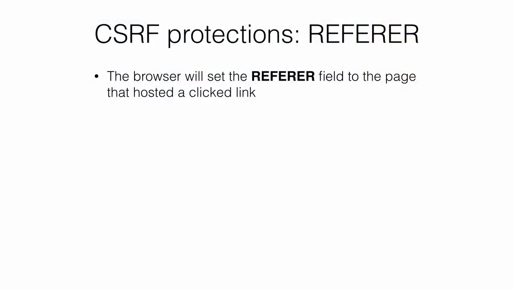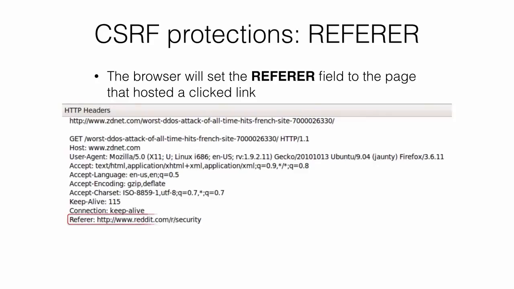So how can we protect against CSRF attacks? One way to do it is to pay attention to the referrer field that's set by the browser when it sends an HTTP request to the server. Recall the request that we saw in the example earlier in this unit, where we clicked a link on the reddit.com site. Here we can see that the referrer is filled in with the original page on which that link resided.